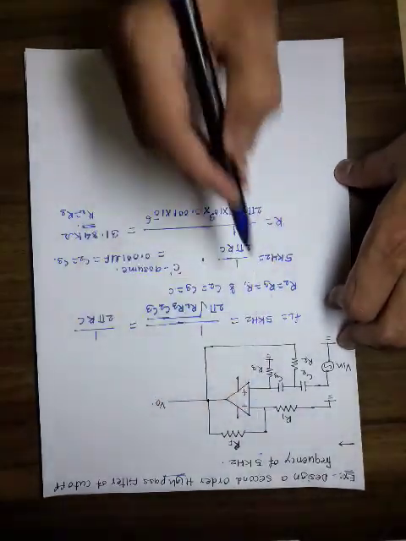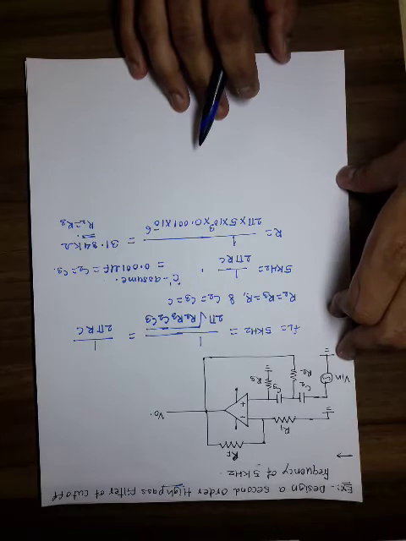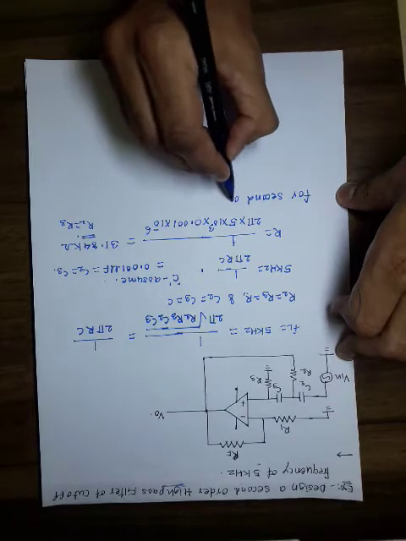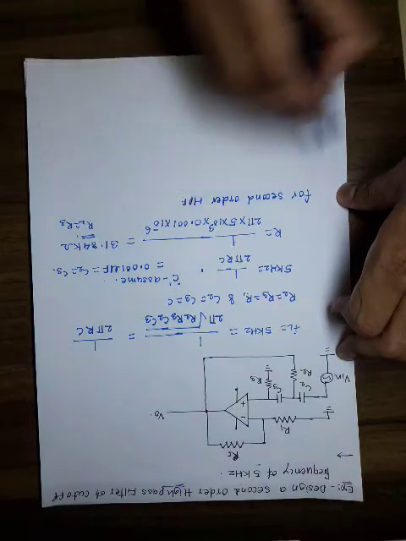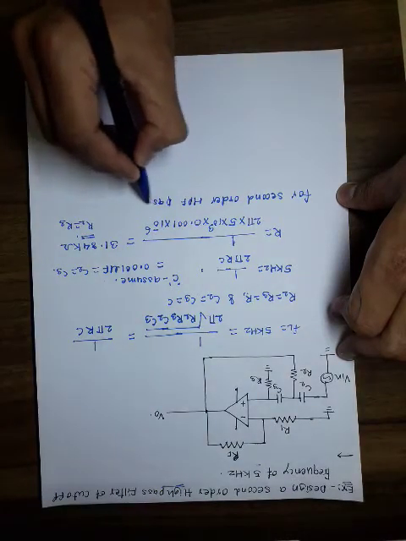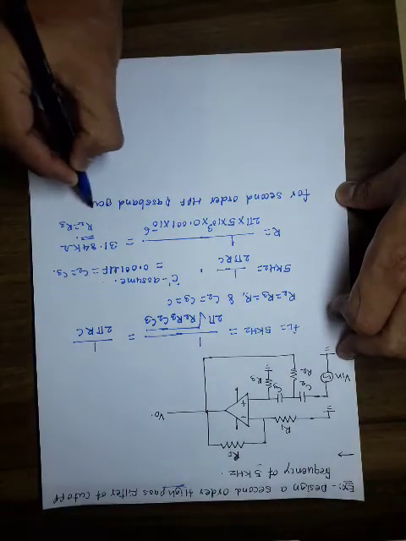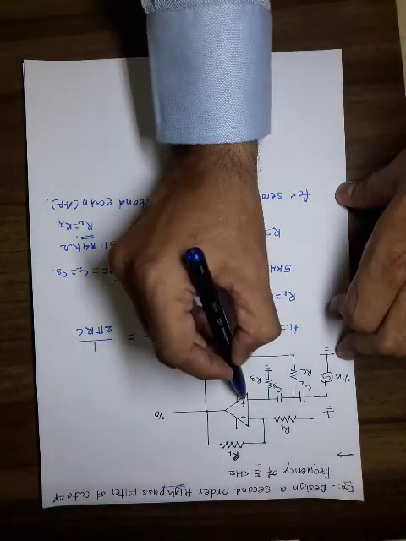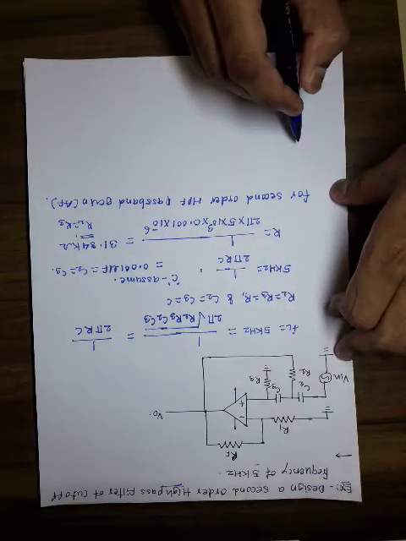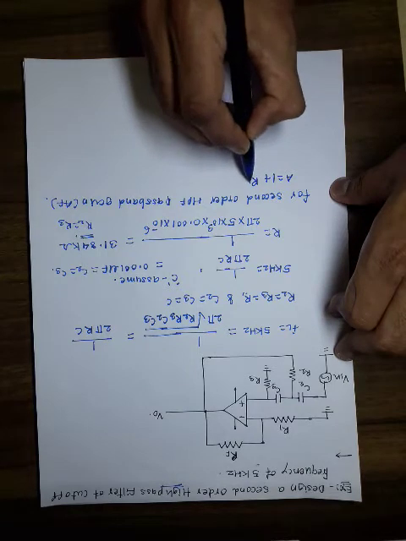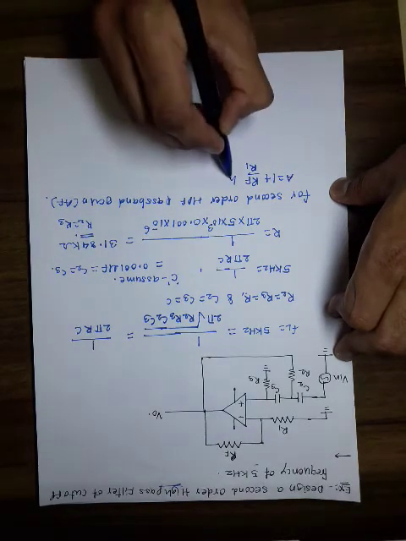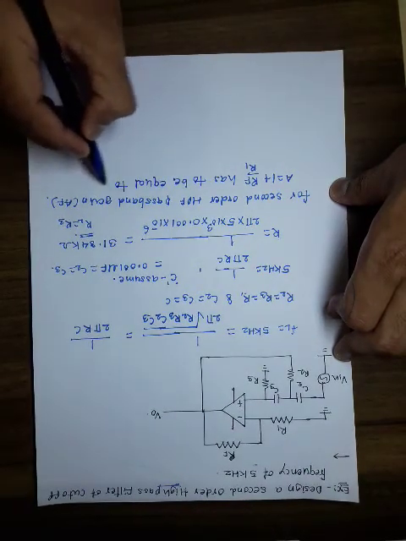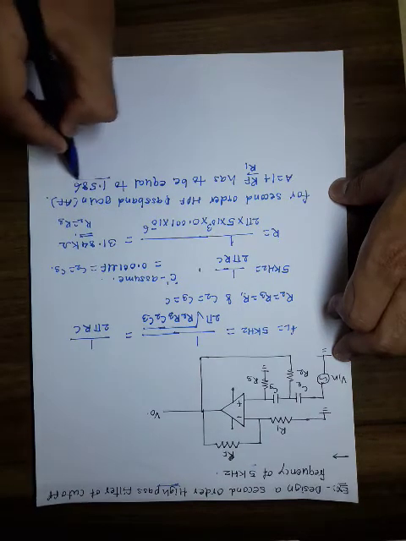Then these two, R1 and RF, decide the gain of this filter. For a second order high pass filter, the passband gain is AF. We are using the non-inverting configuration, so the passband gain expression is AF equals 1 plus RF upon R1, which has to be equal to 1.586.